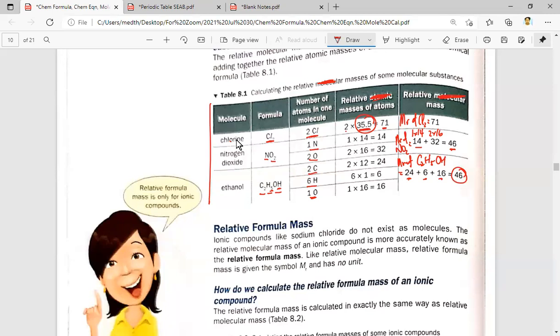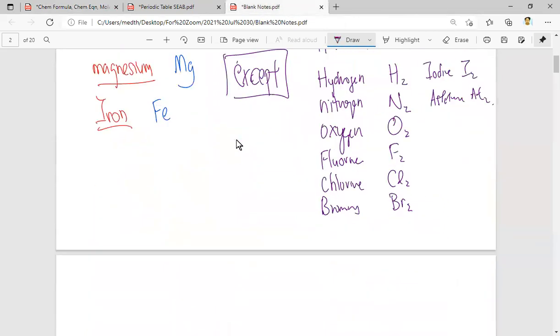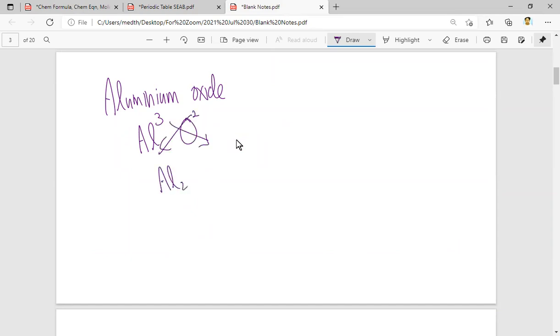Okay, so this is how you go about calculating Mr, relative mass. Relative formula mass is the same way of doing it. So I'm not going to go through every single thing. But what I'm going to do is give you another example. One chemical formula is aluminium oxide. Based on the chemical formula, Al has bonding number 3, oxygen bonding number 2, crisscross. I get Al2O3. So I need to find what is the Mr of Al2O3.